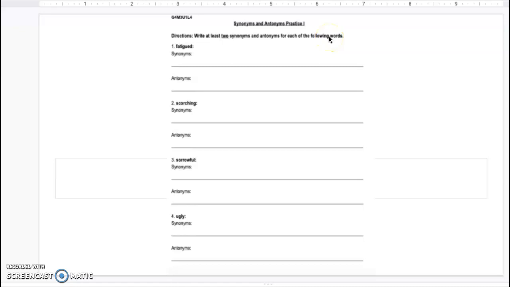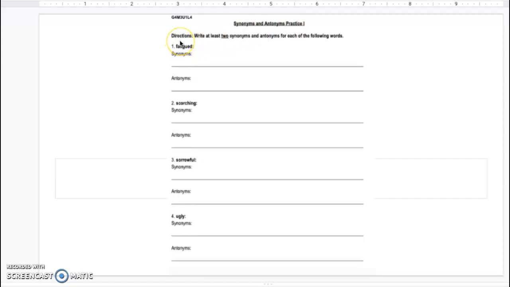Hello, fourth graders. Today, we are working on synonyms and antonyms. You should be on this page, Synonyms and Antonyms Practice, in your Elevate book. If you are not there, please pause the video and find it.